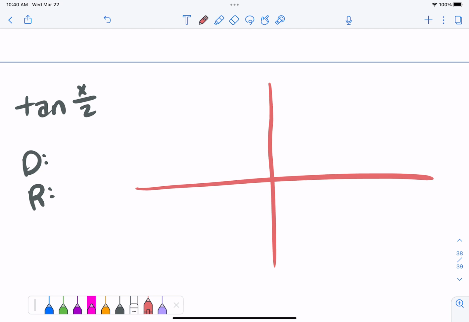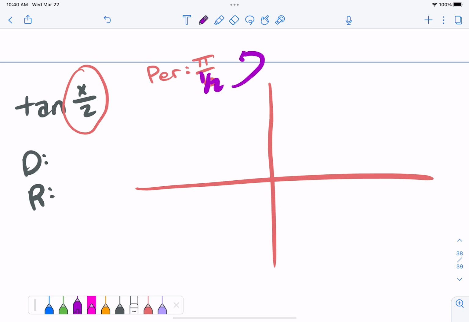We know what tangent looks like, right? The little wavy thing. Okay. The period of tangent is what's being affected. It's pi over b, right? What's that b? 1/2. If I take pi and divide by 1/2, I flip it to the top. It's like times 2 over 1, right? So the period of tangent is 2 pi.